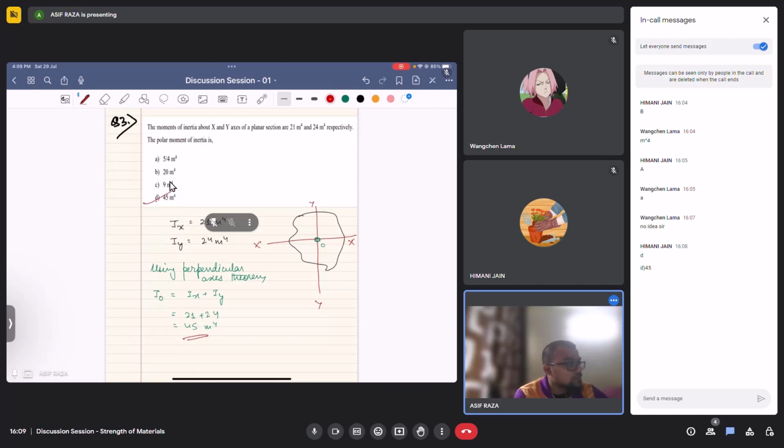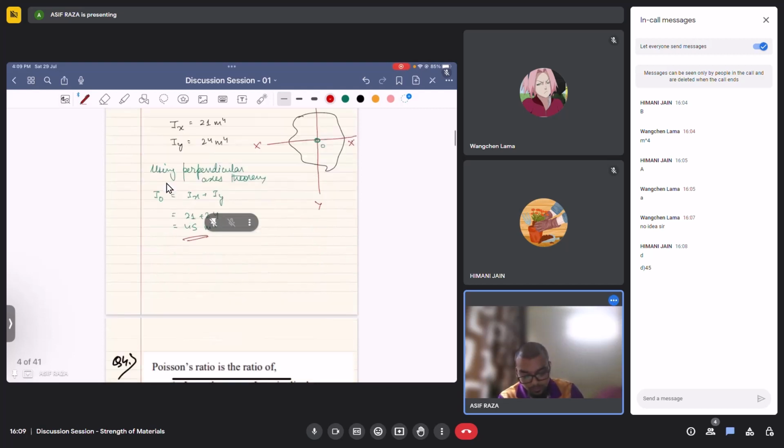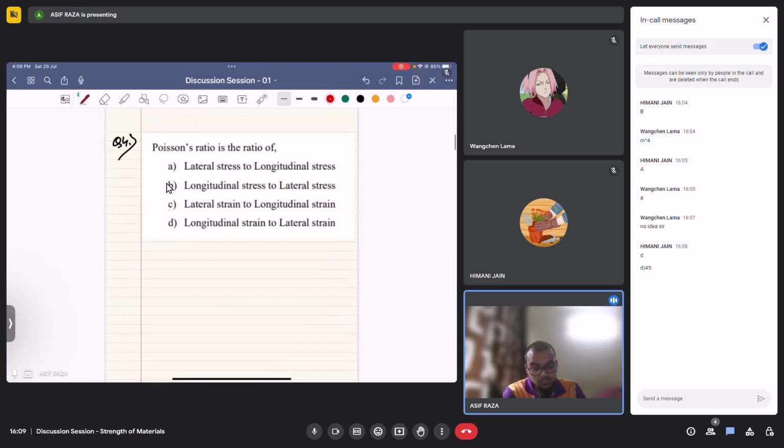Okay, moving on to the next question. The question is: Poisson's ratio is the ratio of what? The options are: a ratio of lateral stress to longitudinal stress, a ratio of longitudinal stress to lateral stress, a ratio of lateral strain to longitudinal strain, or longitudinal strain to lateral strain. So Himani has given option C as her answer. What about Wang Chen? Yeah, so I think you know this. It's a direct, straightforward answer. It's a ratio of lateral strain to longitudinal strain. Let's move on.